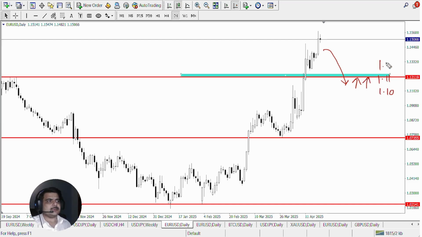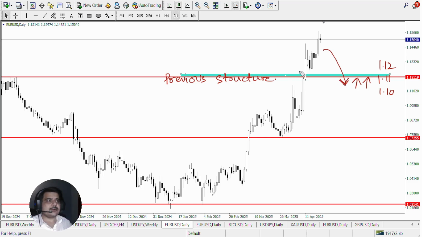1.10 and 1.12. Why? Because this level is previous structure. So this is a very nice previous structure at the moment, and if this market comes back down, then on the daily time frame we can get some good trading opportunities to the buy side of the market.